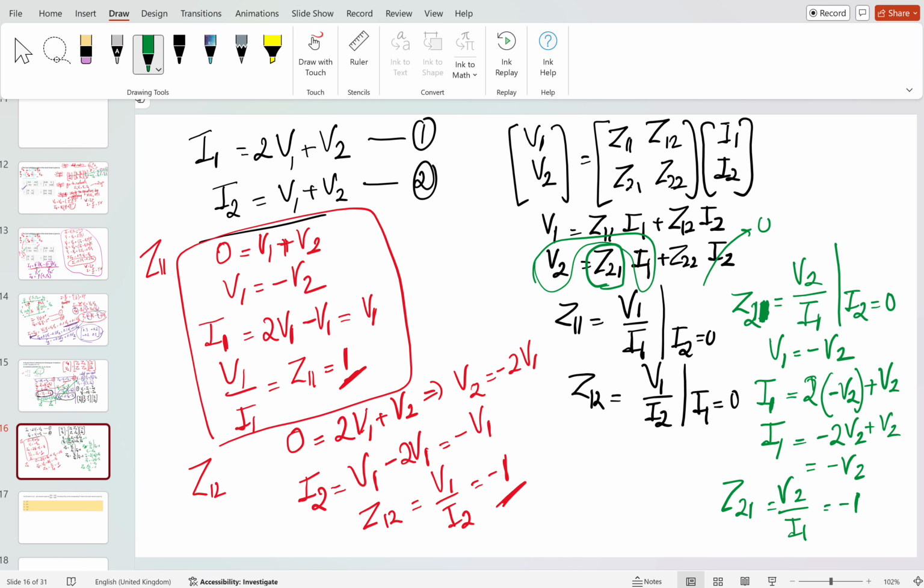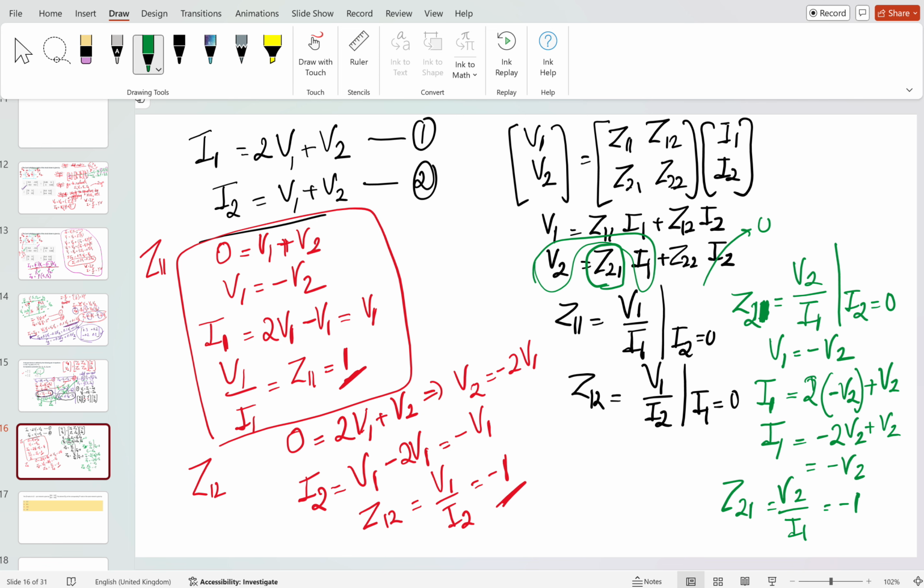So this could be a second kind of methodology to find out the Z11, Z12, Z21 or Z22 matrix element of a Z matrix. Any doubt in this? Understood, sir. Okay, let's move forward.